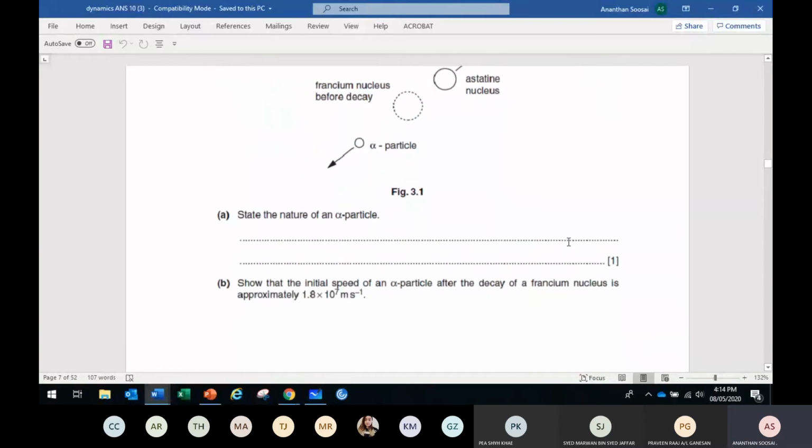State the nature of an alpha particle. For the time being, you should not know, but you already learned before, right? What is the nature of an alpha particle? It's a helium nucleus. It's a high-speed helium nucleus. That's it. Can't say helium atom. You will be learning that later. For the time being, I don't expect you to answer this.